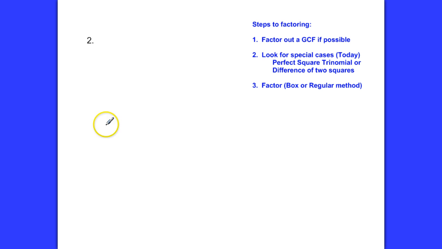Okay, number two, here's the one we will try: 16x squared minus 72x plus 81. All right, we'll talk through it again. If it's not clicking, maybe you see it. Number one, we're going to look for a greatest common factor. Well, I don't see one here. 16, 72, 81. There is nothing there that works.